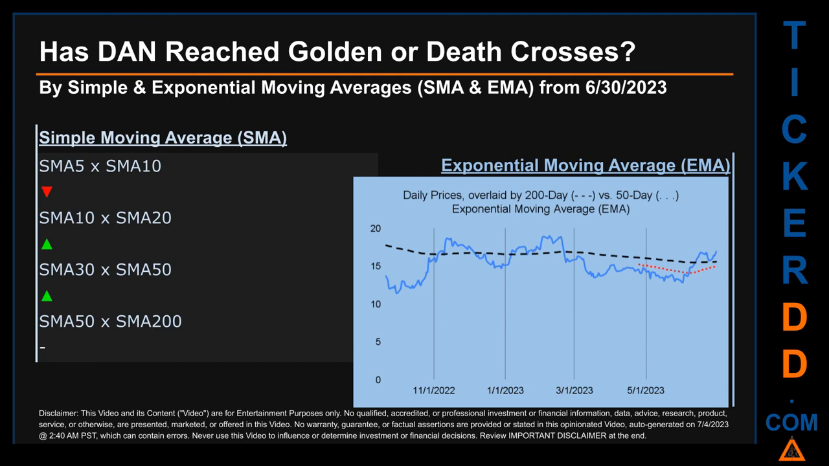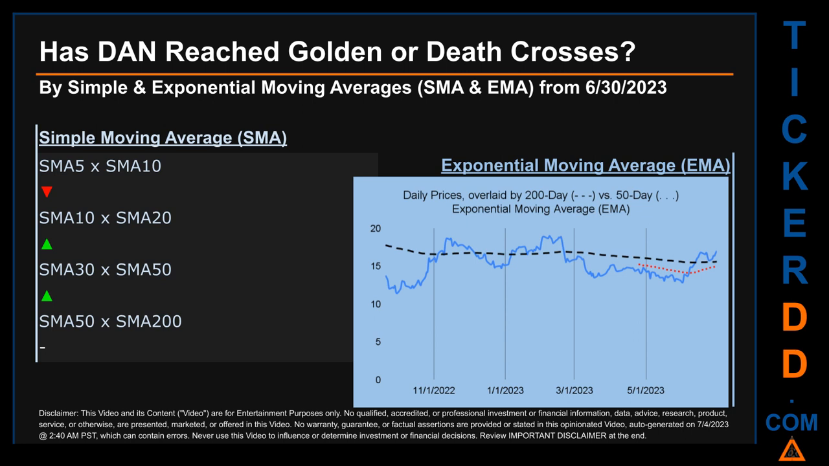Has DAN price reached golden or death crosses? Golden cross and death cross are basic signals that compare average prices across two specified trade day ranges, a short-term versus a long-term range. For example, 5-day versus 10 trade days. Essentially, a golden cross is a bullish signal. It appears when a ticker's short-term moving average crosses above its long-term average. Vice versa, a death cross is a bearish signal when the short-term crosses below its long-term moving average.